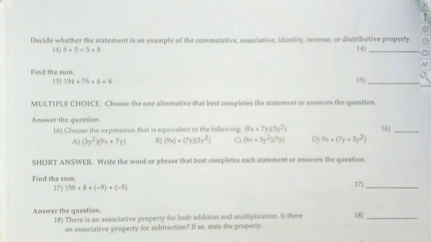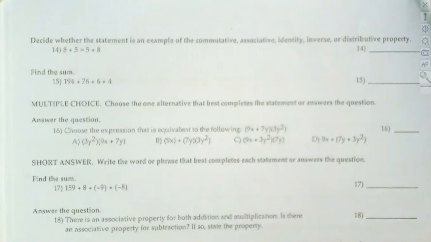Yep, it would be commutative, wouldn't it? Why would it be commutative? All we did was we changed the order. That is it. So 14 would be commutative. 15 is just using that sum to rewrite things using the commutative property. You can do that one.